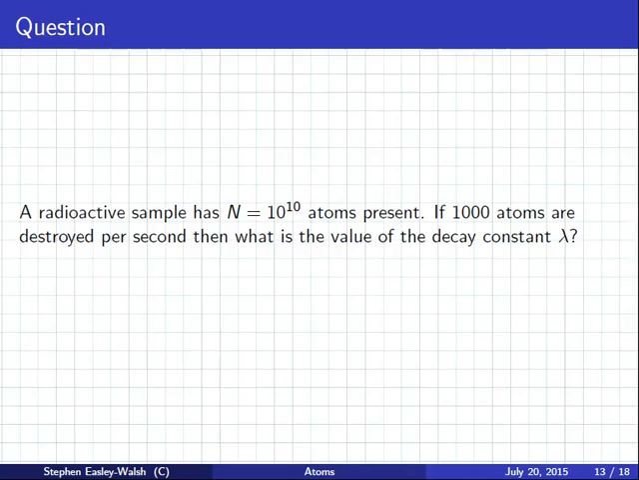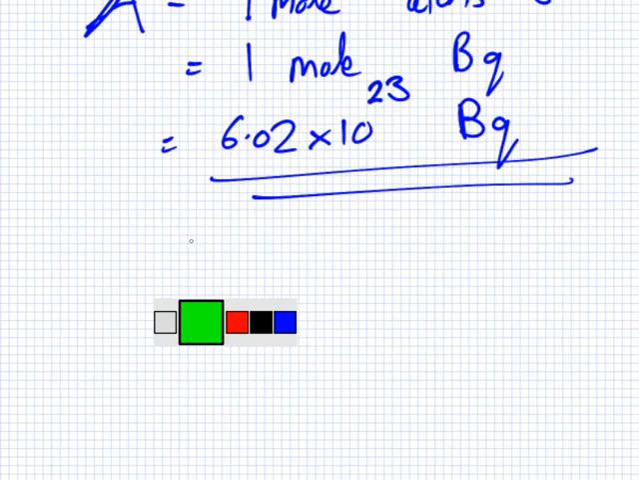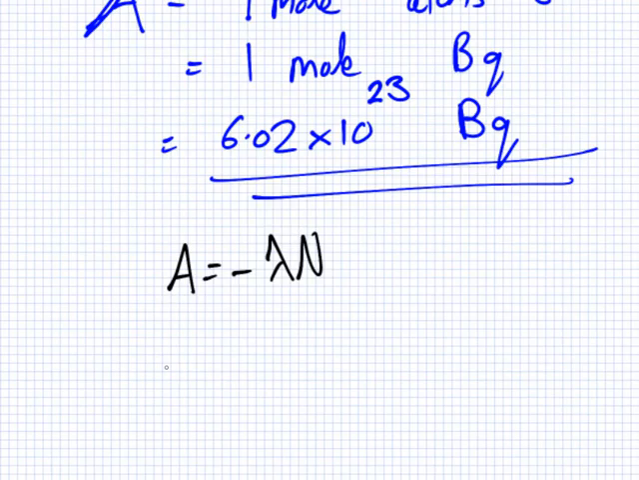Got an answer? 1 times 10 to the power of minus 7. Yeah, well, what's the formula that you used? So lambda equals minus A over N. You can or cannot put the minus in. Some people don't bother putting the minus in, or they leave the minus on the other side. So that is activity. It was 1,000 atoms, and originally there was 10 to the 10. So this comes out to be 10 to the minus 7.